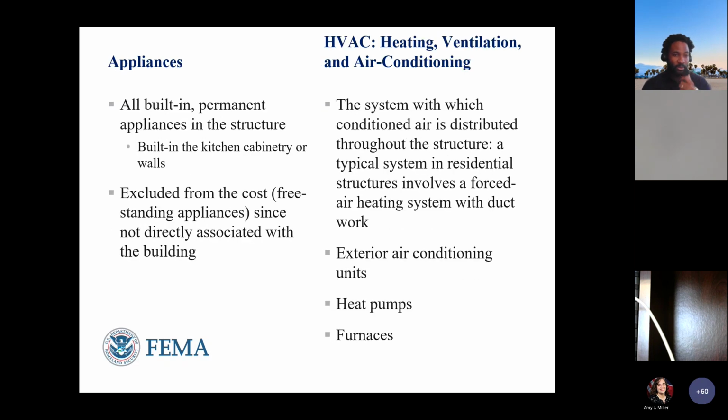Then you have your appliances. So the big one for appliances, you're looking at all your built-in permanent appliances in the structure, so built into the kitchen cabinetry or the walls. For SD, we exclude your freestanding appliances since they're not directly associated with the building. That's always one that gets a little bit difficult for community officials and local officials because homeowners always ask, "Hey, what about my appliances?" For SD compliance and the SD guide, it just says that we're only looking at your built-in appliances that are built into the cabinetry or the walls. If it's freestanding, it's not going to be factored in. It's excluded.